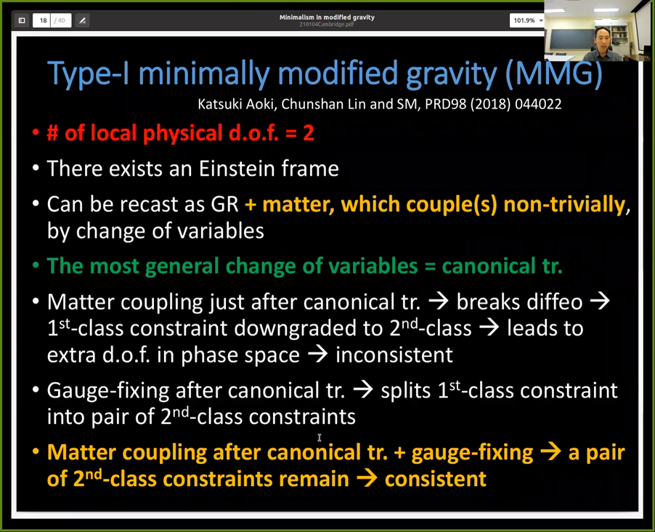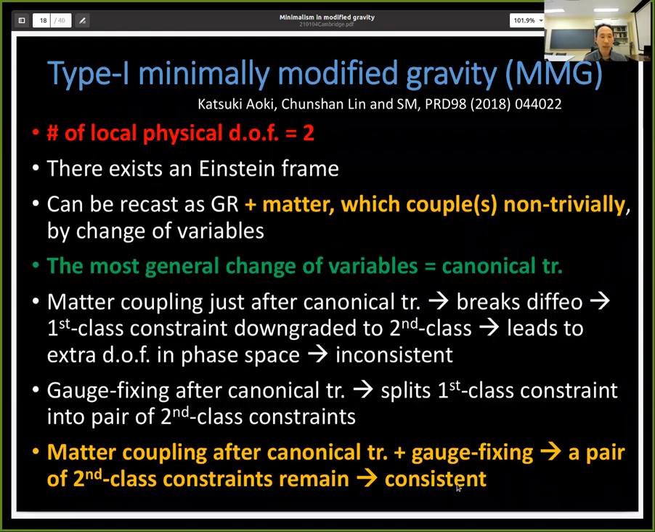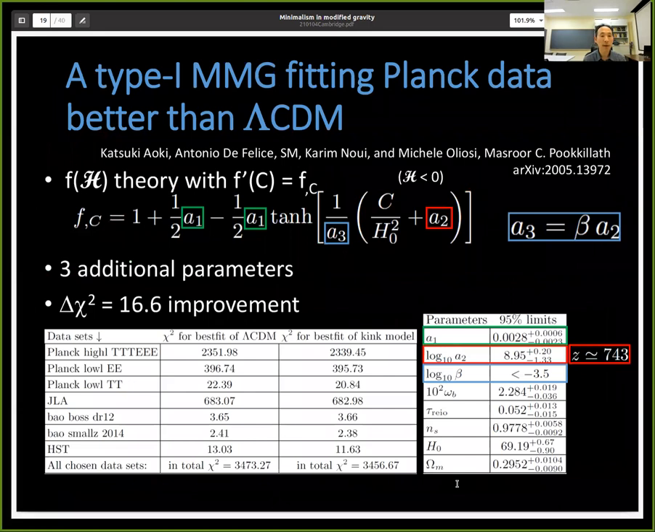So the general prescription is like this. We perform a canonical transformation from GR, then gauge fix. After that, we can add matter. Then we have a pair of second class constraints, and this is consistent. And so there are many ways to construct type one minimally modified gravity, and this is one example.